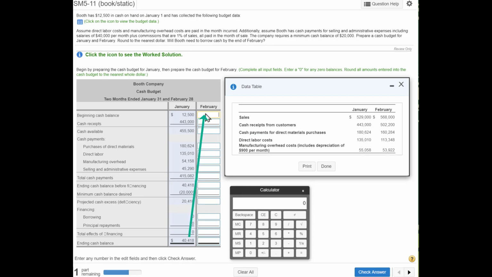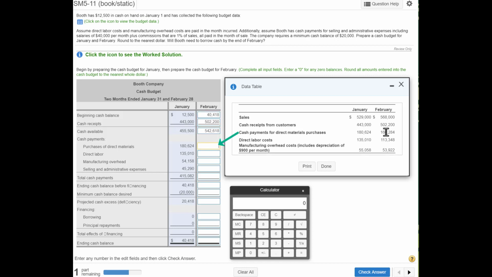Now let's do February. So the beginning cash balance for February is the same as the ending cash balance of the previous month. Copy and paste. So how much were our cash receipts? We had 502,200. So our cash receipts from our customers went up significantly. So if we began with 40,418, we received 502,200. We're going to add those. We get 542,618.